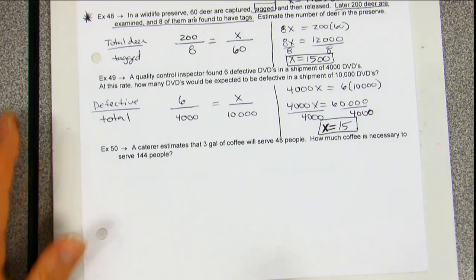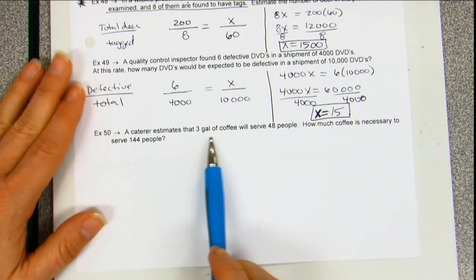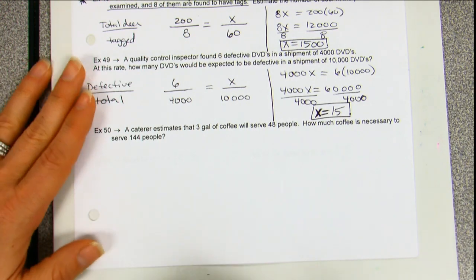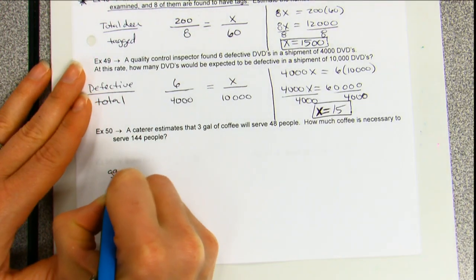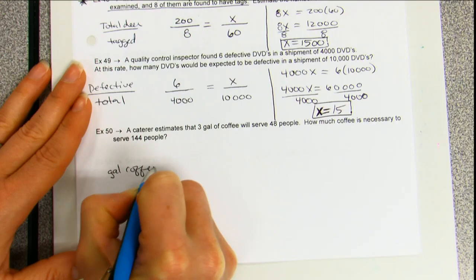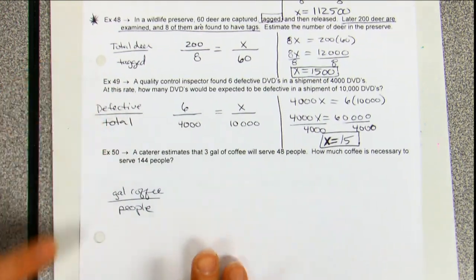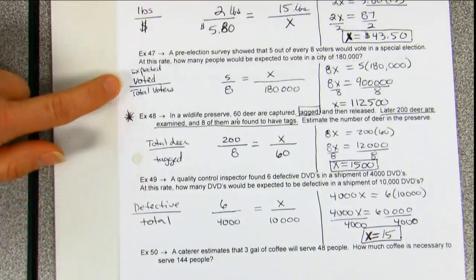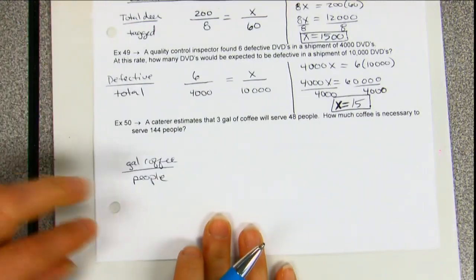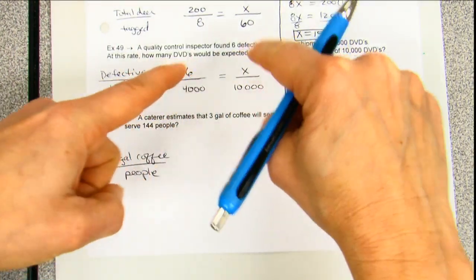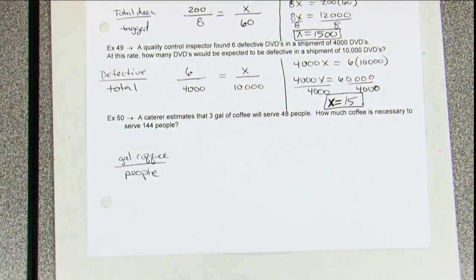And number 50, our last one, a caterer estimated that 3 gallons of coffee would serve 48 people. How much coffee is necessary to serve 144? So I would say gallons of coffee to serve to how many people? Again, I think it's very helpful that you write down how you're setting up your ratio, because you need to keep it the same, just like up here. We're talking about defective DVDs out of total. If you switch them, then you're not going to get the right answer.